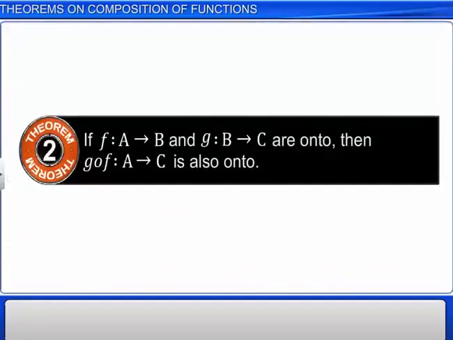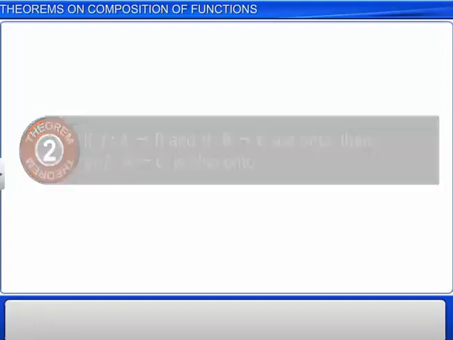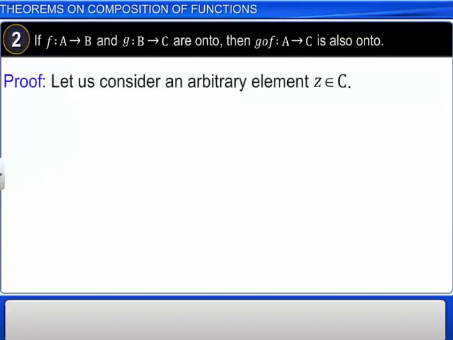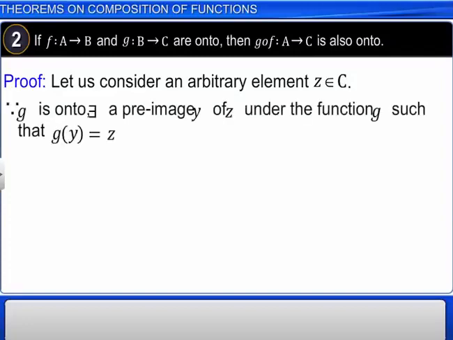If a function f from A to B and a function g from B to C are onto, then the composition of f and g is also onto. Let us consider an arbitrary element z belonging to set C. Since g is onto, there exists a pre-image y of z under function g such that g of y is equal to z. Let us denote this by equation 1.